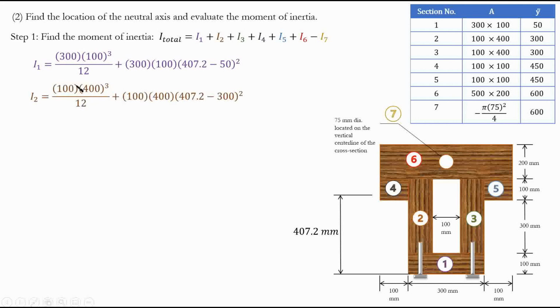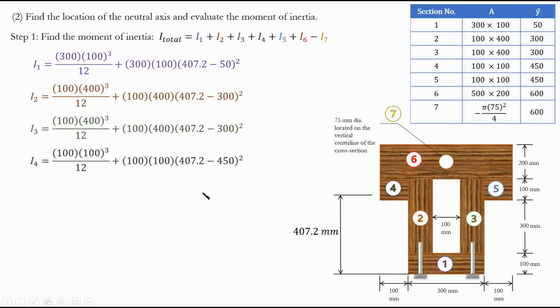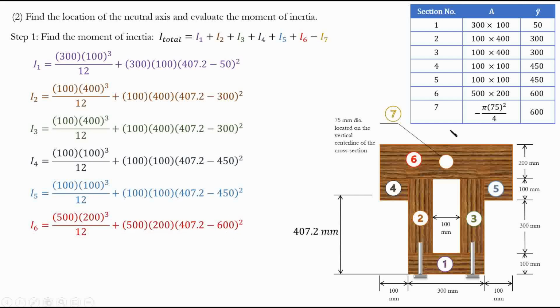I2 is going to be, again, pretty simple. 100 times 400 to the power of 3 divided by 12 plus area, again we have area here, times d squared. What is d? We said y bar minus y tilde, squared. Y bar, we know it. Y tilde, there you go. Again, y bar minus y tilde squared, for each section, including I7. Again, squared is of course outside. Easy as that. So based on that, simply we can find our d squared and area. But we don't have to look at our shape anymore.